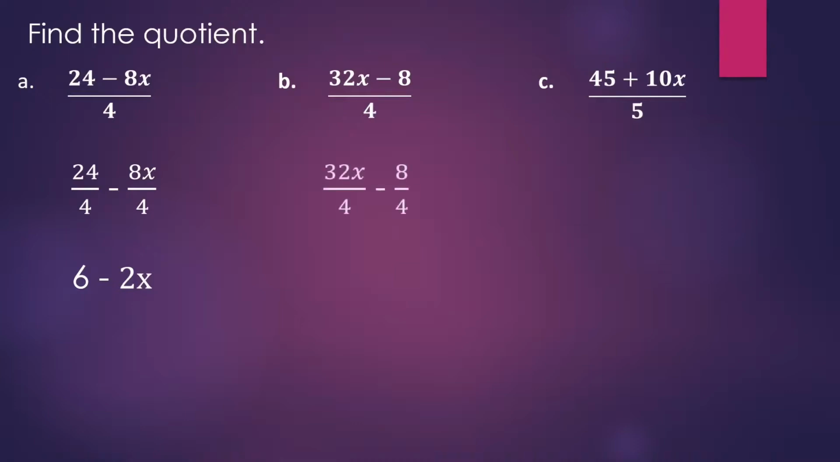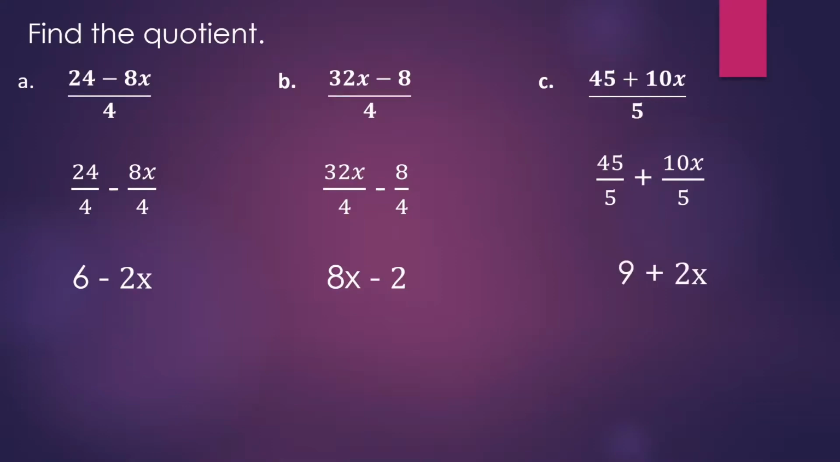So if I separate these two fractions, 32x divided by 4 and 8 divided by 4, I get 8x minus 2. So I'm hoping you're pausing and you're going to try these on your own. Let's separate this next one. 45 divided by 5 and 10x divided by 5. Good job. You should have gotten 9 plus 2x.